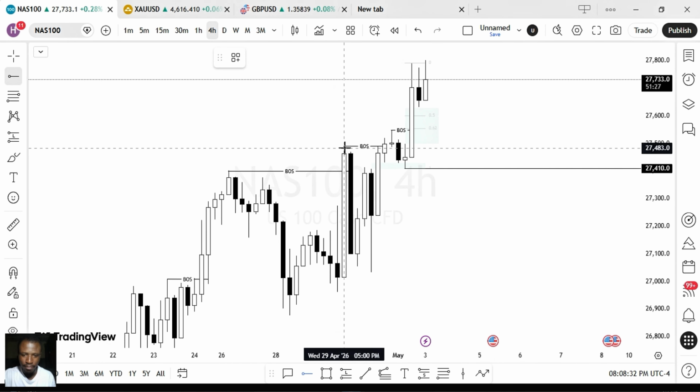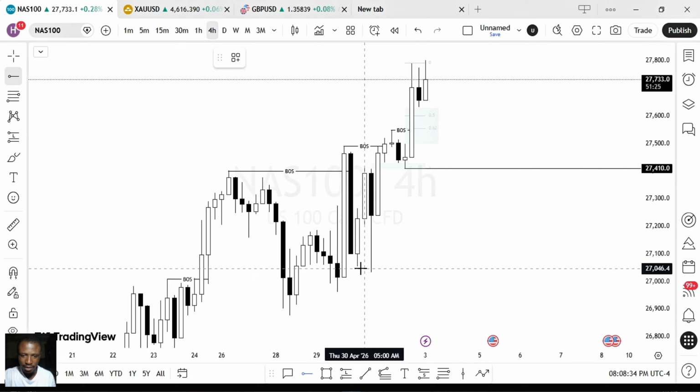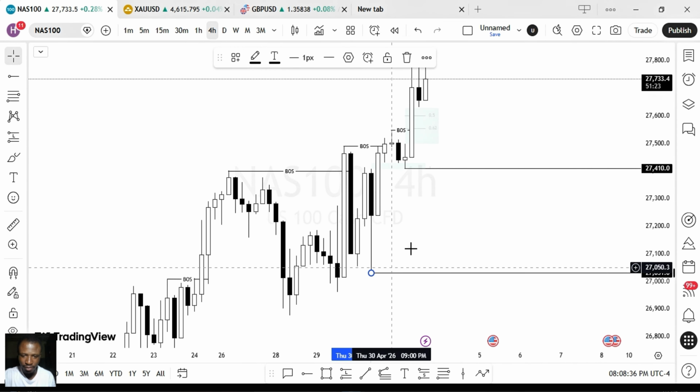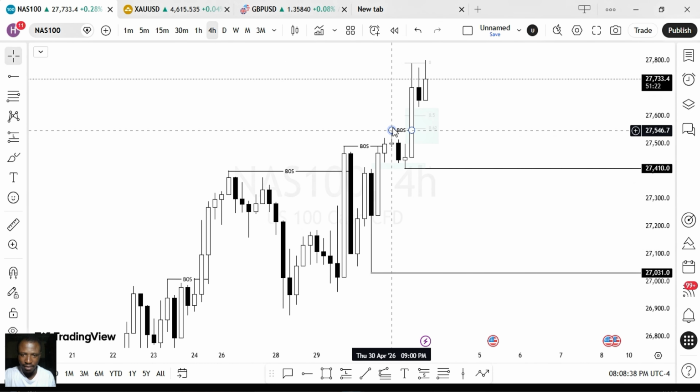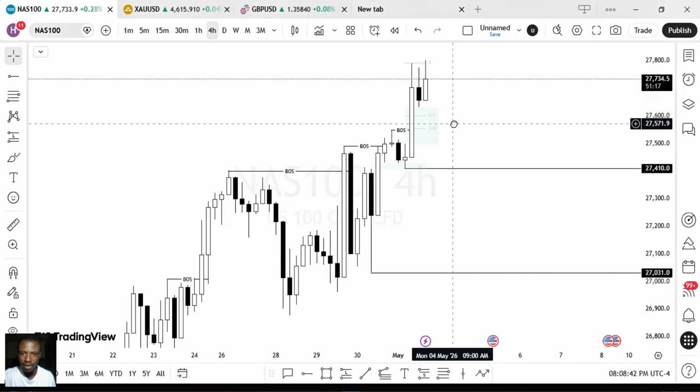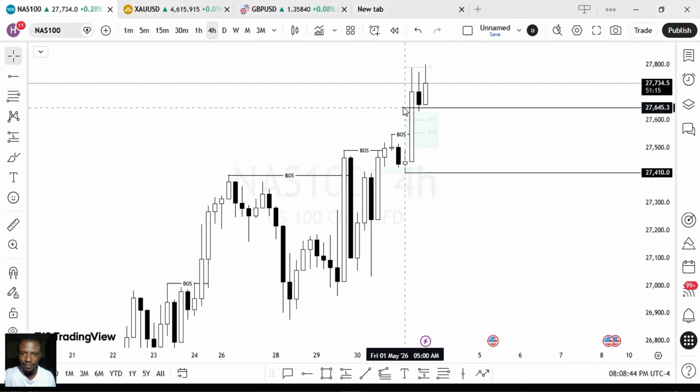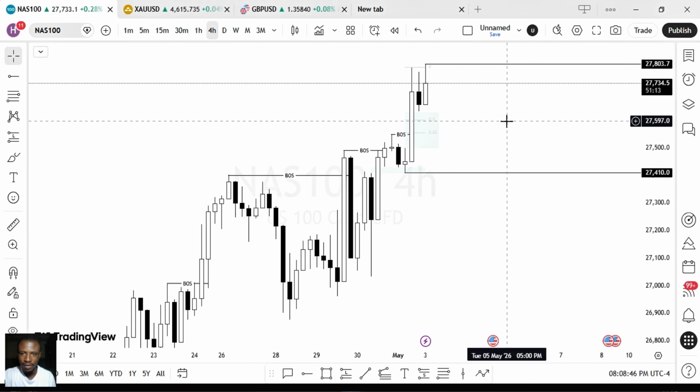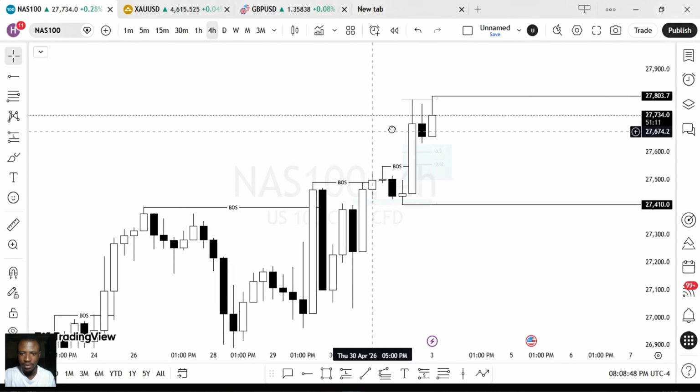From this low to this side break, we have a pullback to this low, and we have another break right here, and we have this pullback, and we have this break. So this is the current range we are working within now, between this high and this low.